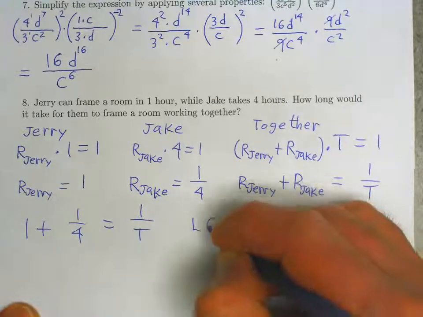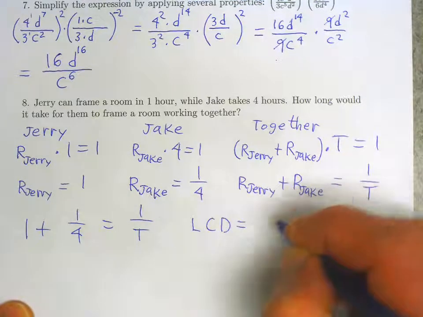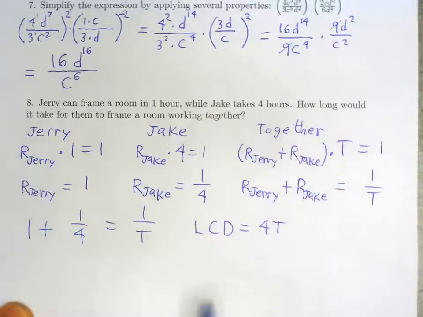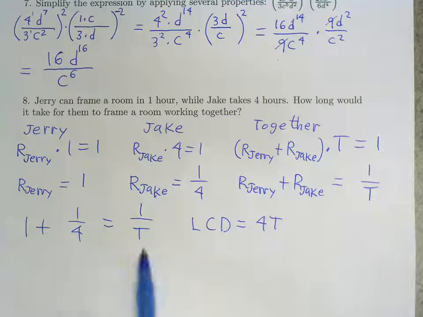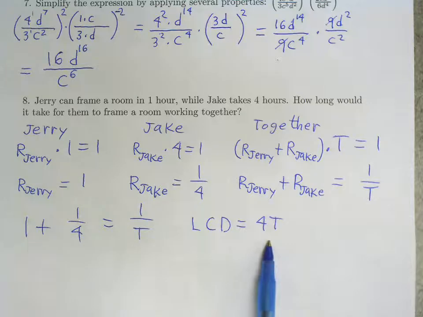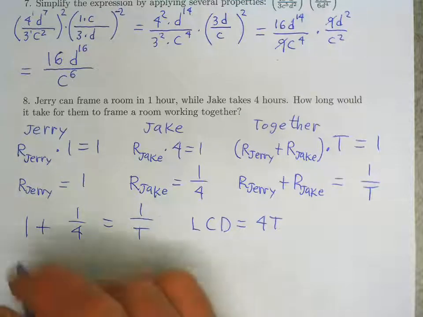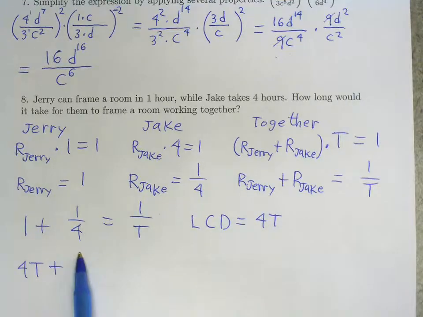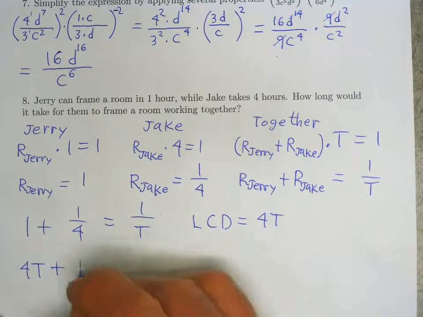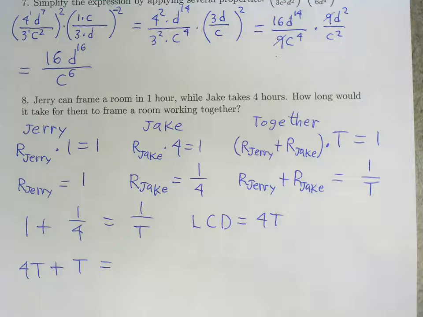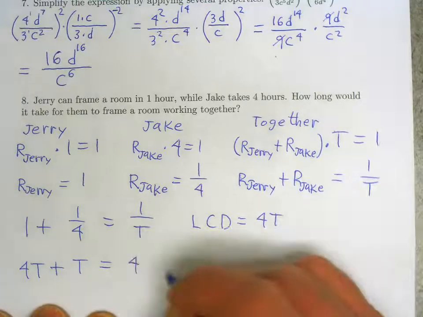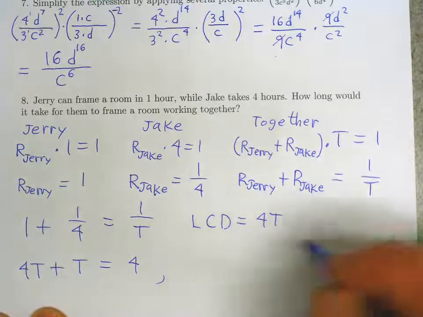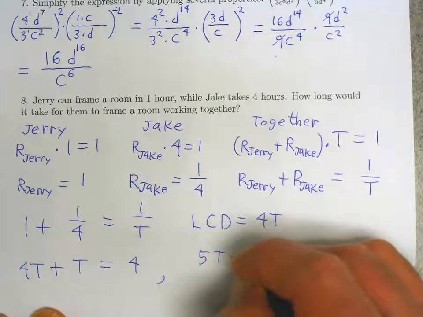The least common multiple of the denominators is 4 times t. And so we just multiply each of those terms on both sides by 4t. 4t times 1 is 4t. Plus 4t times 1/4, the 4's cancel, so it's just plus t. And on the right-hand side, 4t times 1/t, the t's cancel, and we're just left with 4. And then 4t plus t is 5t. 5t equals 4.